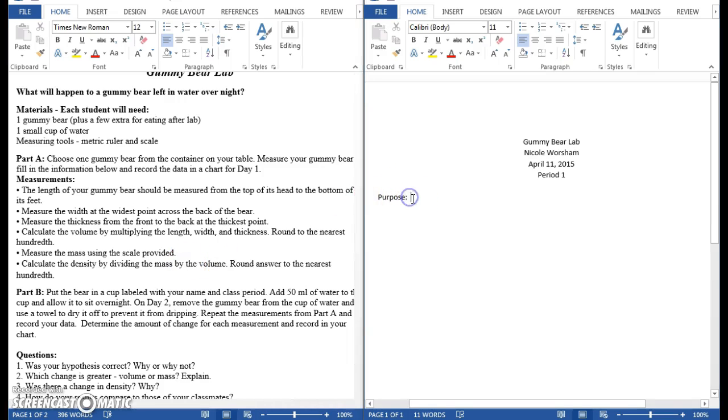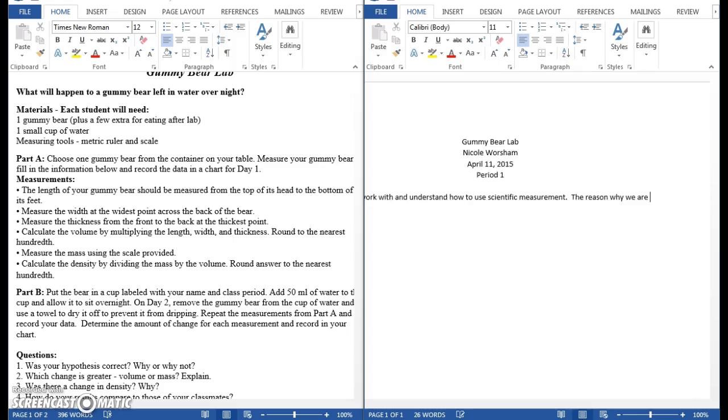So our purpose for this lab is to work with and understand how to use scientific measurement. I'll give you guys a little hint here. Purpose: the reason why we are doing the lab. What are we learning about?